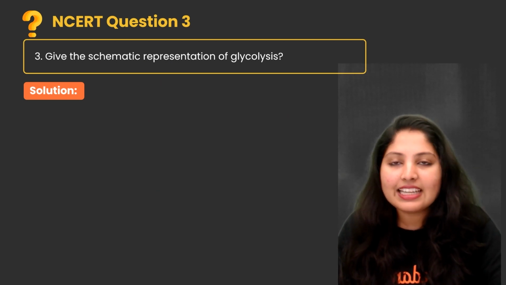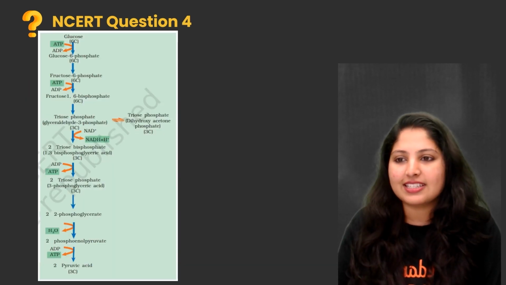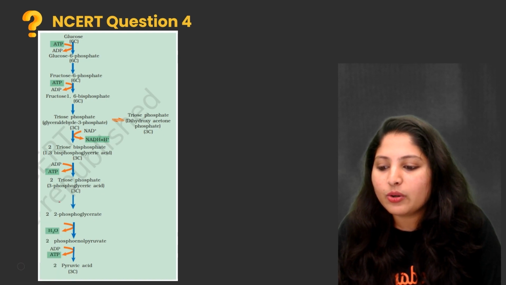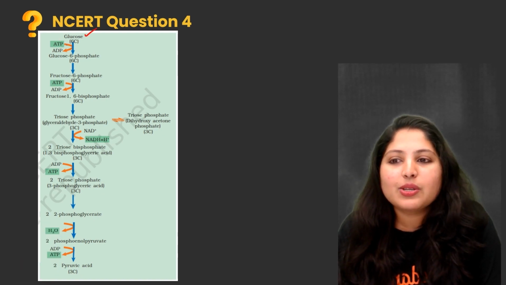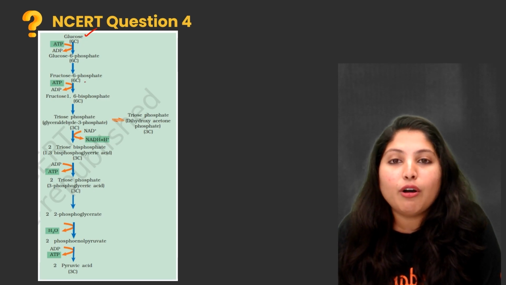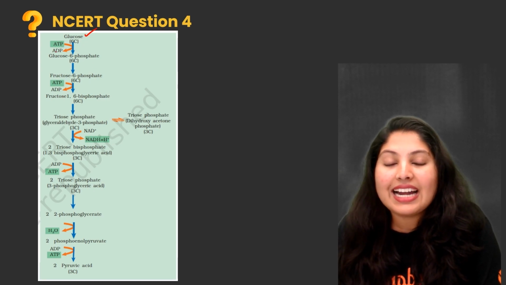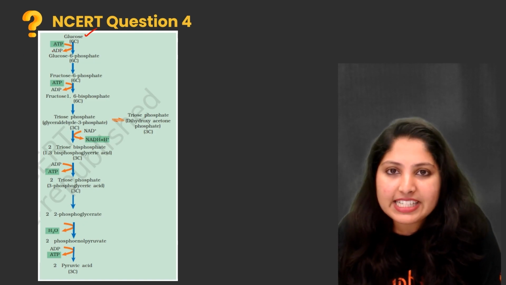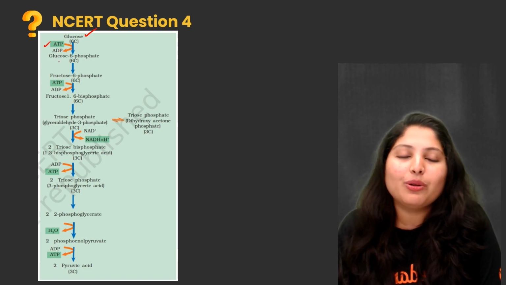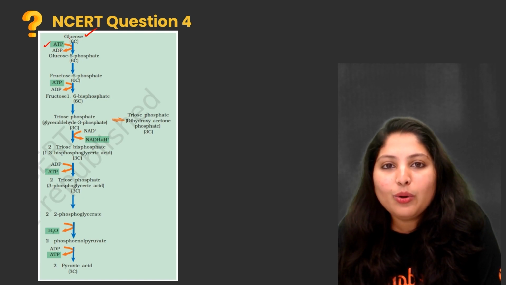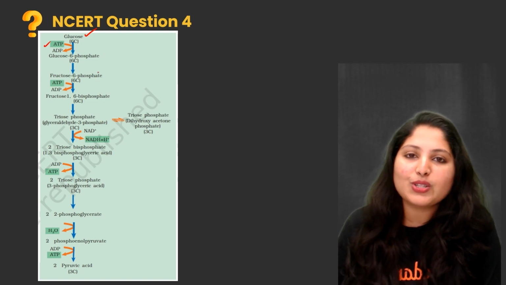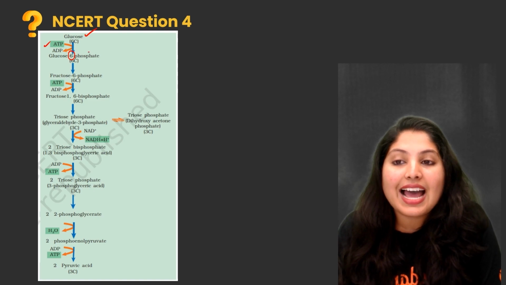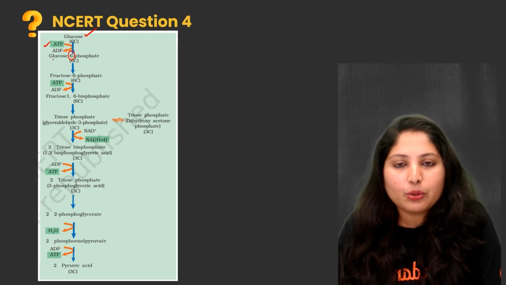Okay, let's see the schematic representation of glycolysis. Glucose is a 6-carbon molecule. This 6-carbon molecule undergoes phosphorylation, that means addition of phosphate. This phosphate group comes from an ATP molecule. So one ATP molecule is utilized and this glucose is converted into glucose 6-phosphate. One phosphate group is attached to the 6th position of the glucose.